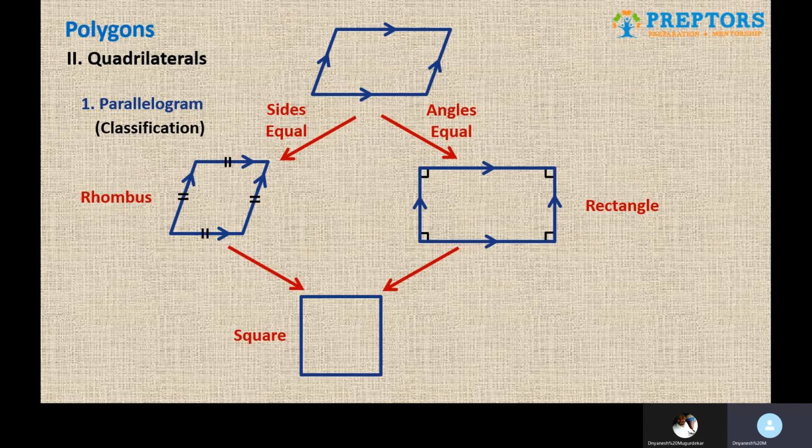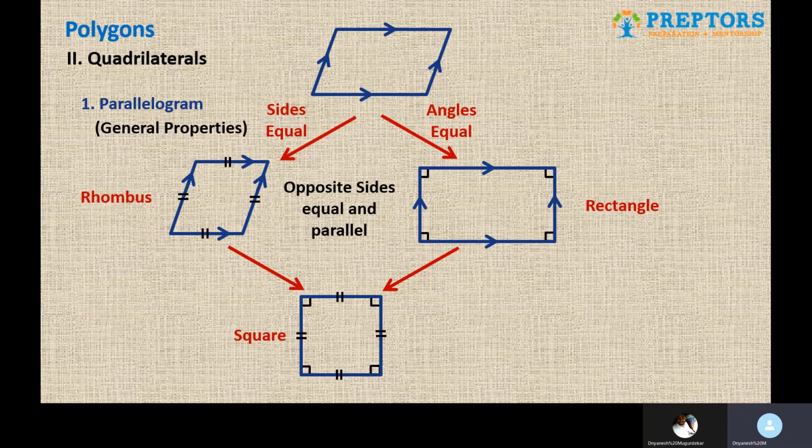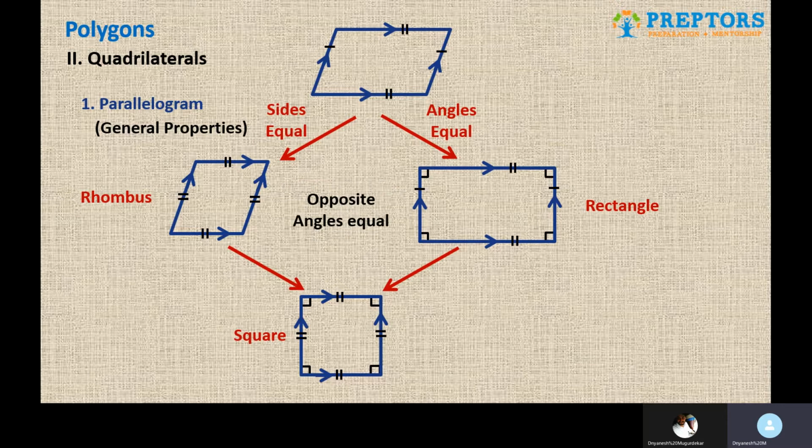That's the hierarchy that you need to follow. But before we go to the individual properties of rhombus, rectangle, square, let's study the generic properties of parallelogram, which in a way will be applicable to all three of them. So the first one is obviously the opposite sides and the opposite angles, they are equal and parallel. That goes without saying. That's the name, that's the classification, and hence it is there.